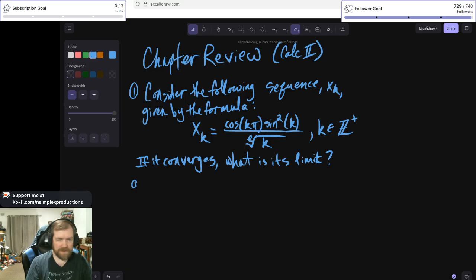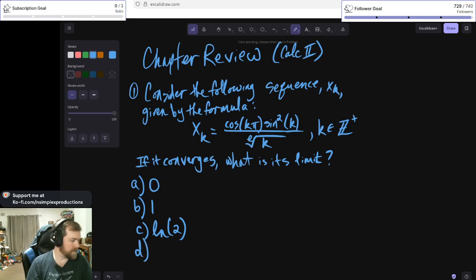All right. A is 0. B is 1. C is natural log of 2. D is the kth root of 2. And E is the kth root of e.